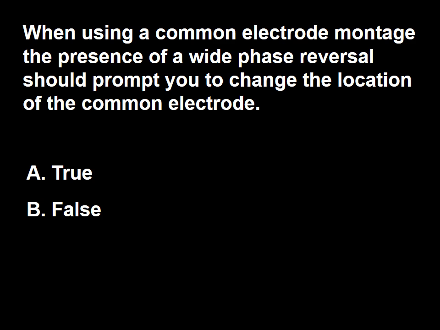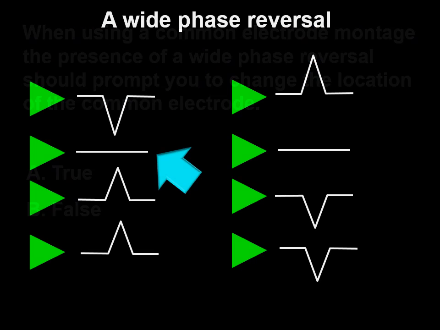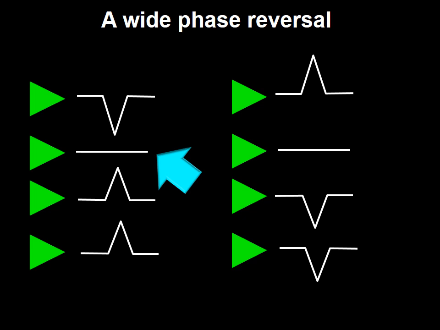Next question. When using a common electrode montage, the presence of a wide phase reversal should prompt you to change the location of the common electrode. A, true. B, false. A wide phase reversal implies an equipotential derivation recording sandwiched between two converging or diverging waves.